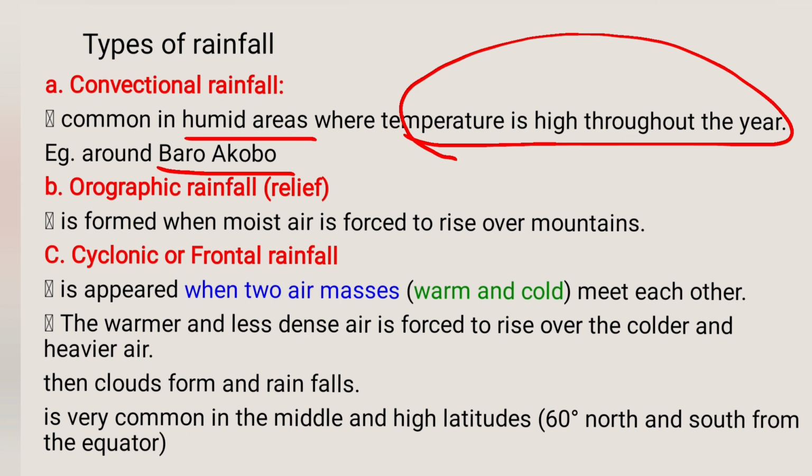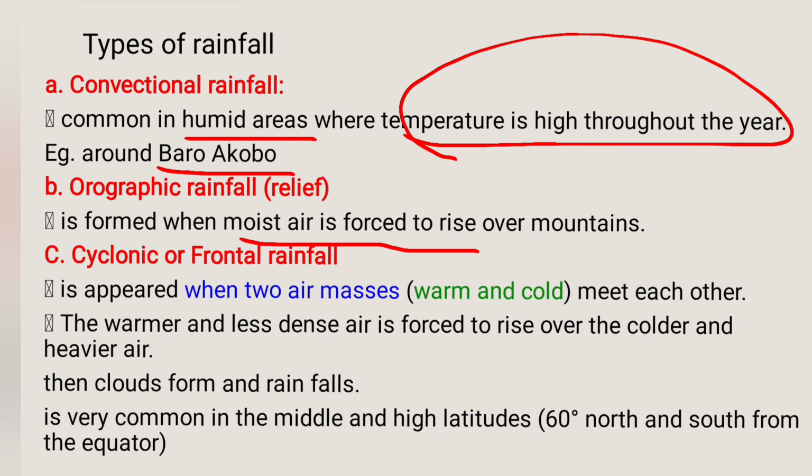The second is orographic. This type of rainfall is also known as relief type of rainfall. It is formed when the moist air is forced to rise over the mountains. And the third one is the frontal type of rainfall. This is also known as cyclonic type of rainfall.